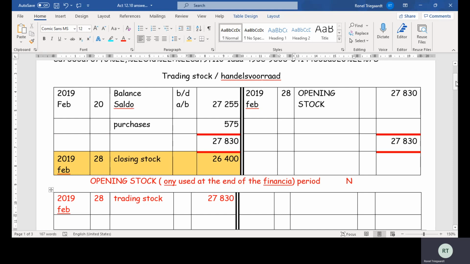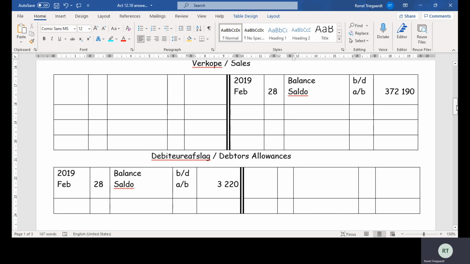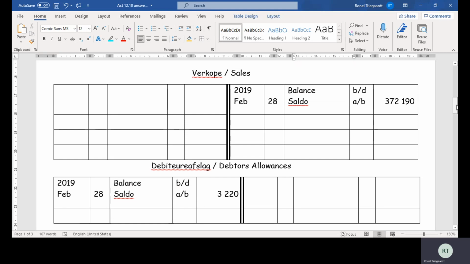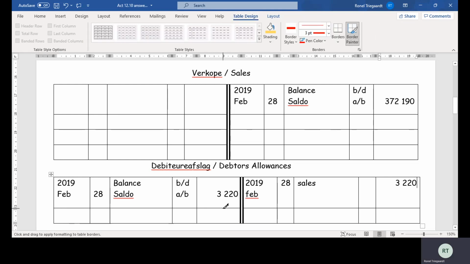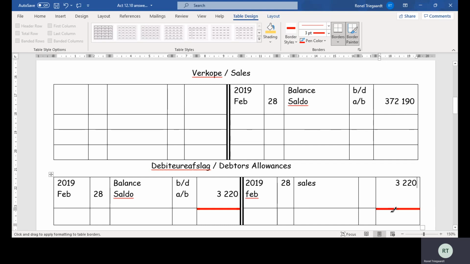Right. Now, the next thing that they ask us, they didn't ask us to do sales. I'm just showing you sales so that you can remember how sales work, because you never know what Mrs. Wiegand would like to ask. Debtors allowances must be closed off to sales. Is that right? So on the credit side of debtors allowances, 2019, February the 28th, I'm going to write sales because it must go to sales. The amount is 3220. I'm going to draw the lines that indicate that this account has now been closed off.